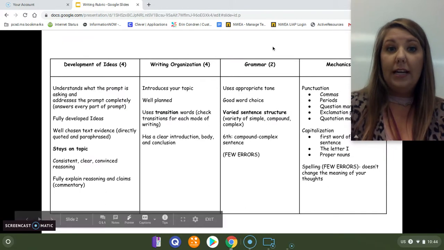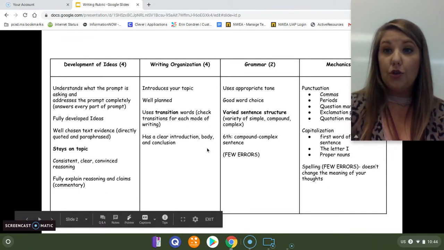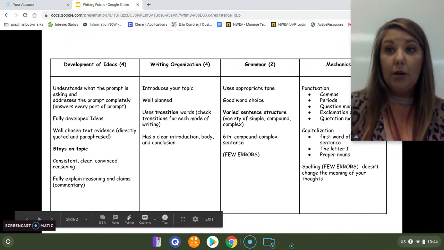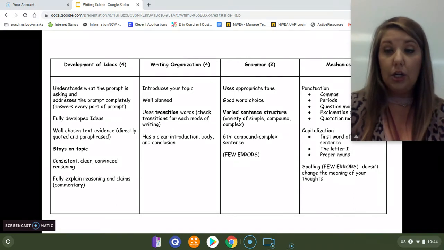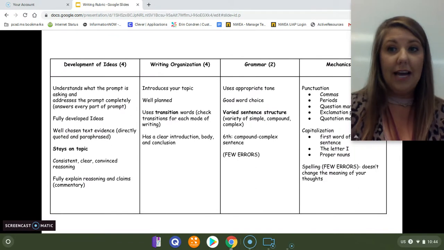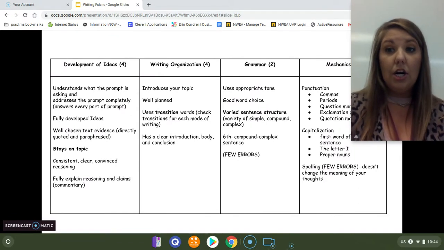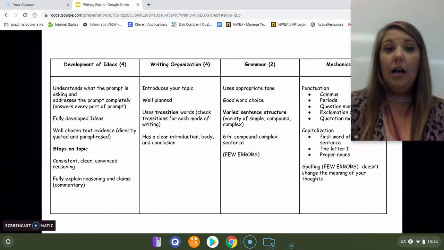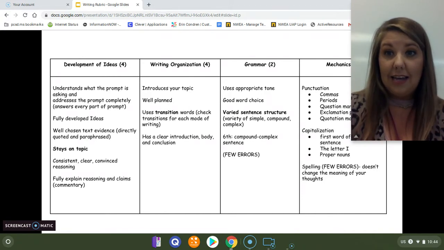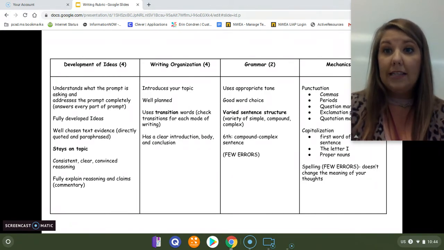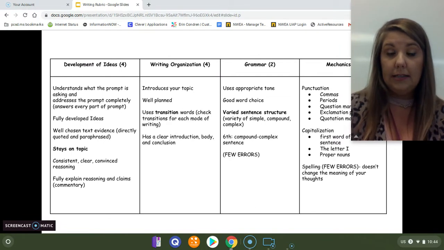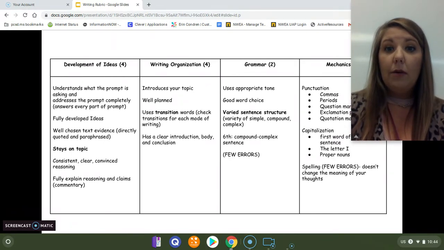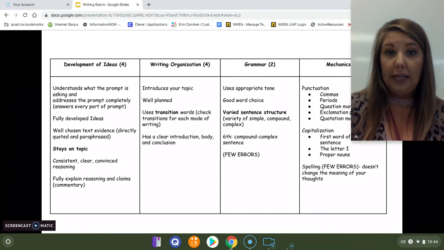Going over to the writing organization, you must introduce your topic, to have a clear introduction and conclusion, with your body in the middle. It doesn't necessarily mean you have to have a 5-paragraph essay. Your essay could be 8 to 10 sentences and still be sufficient. It depends on what is in the essay. What you write is what counts, not how much you write. Then we go over to grammar, which is worth 2 points.